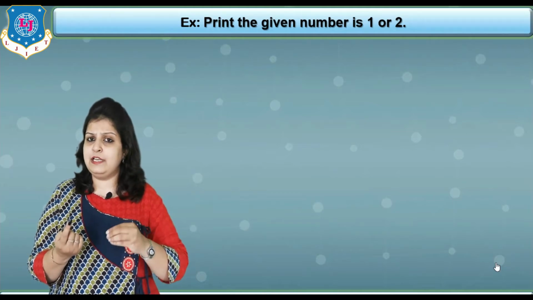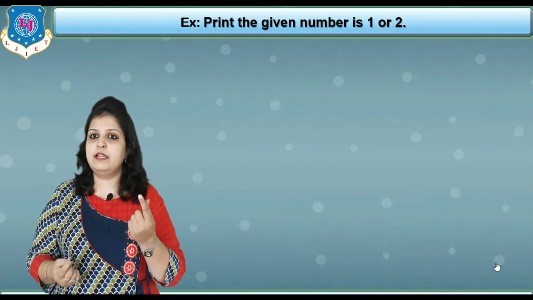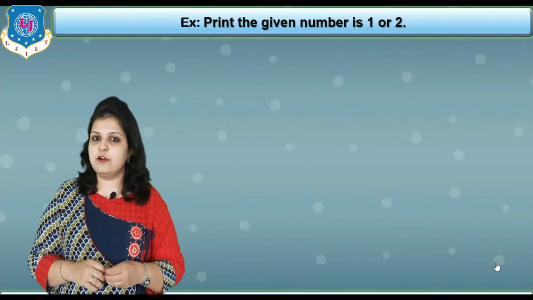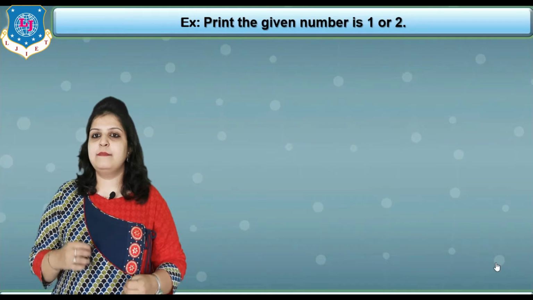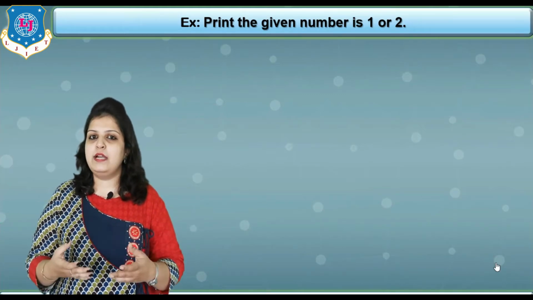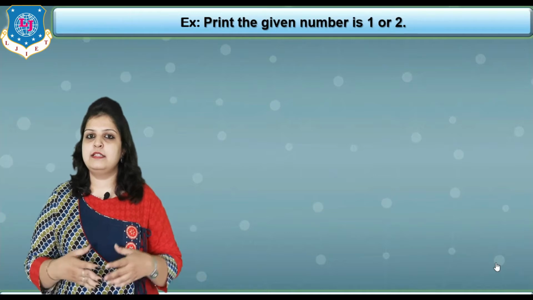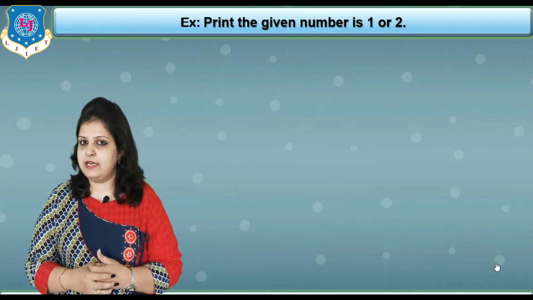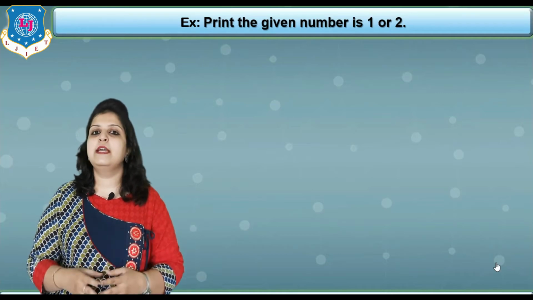If you enter the value of number 1, then the message is "you have entered 1." If you enter the value of number 2, then the message is "you have entered 2." But if you enter anything else instead of 1 or 2, then the output is "invalid number." So how can we write this?